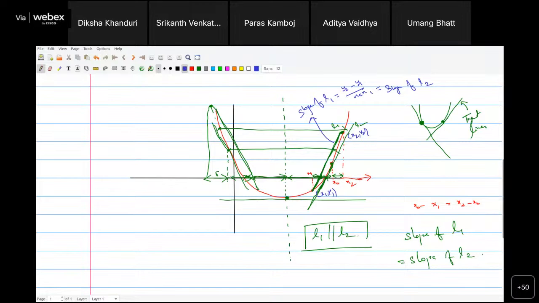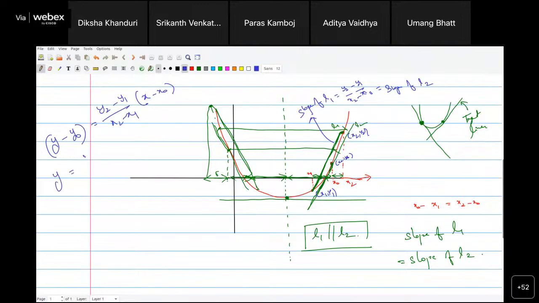So this L2, which passes through x0. If I say this is x0, y0, now you can see I know the slope of this tangent line L2, which is (y2 minus y1) by (x2 minus x1), and also I know a point, which is x0 comma y0. From there I can compute the equation of this line: y minus y0 equals the slope (y2 minus y1) by (x2 minus x1) into (x minus x1).